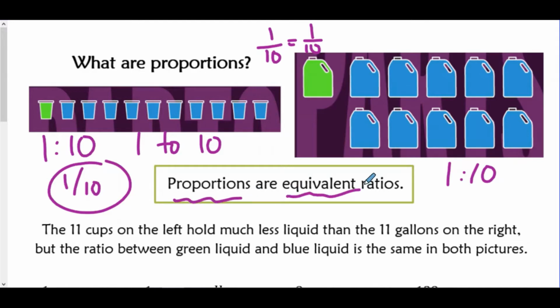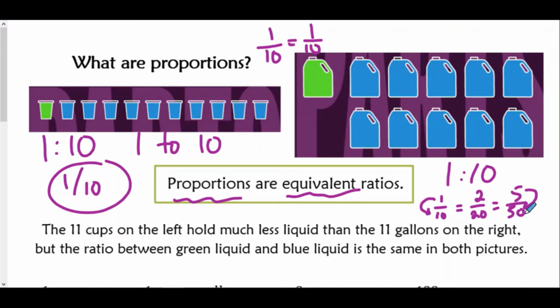They are equal ratios. You can also say 1 over 10 is the same as 2 over 20, which is the same as 5 over 50. Those ratios are all the same, even though the numbers aren't the same. The comparison between 1 to 10 and 5 to 50 is the same.